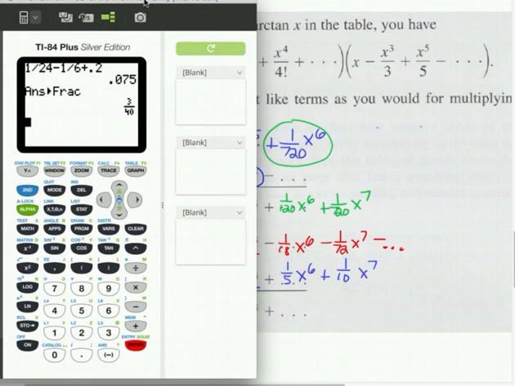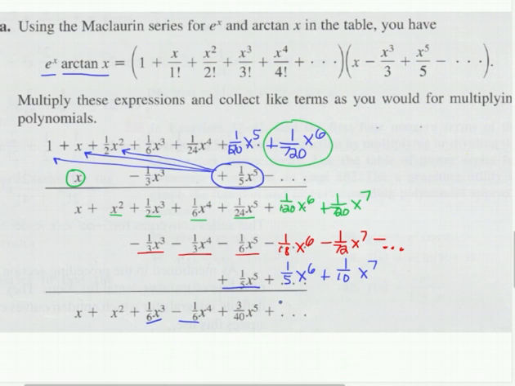Now we're going to continue ours a little further, so let's go ahead and do that. So we've got 1/120th, then we've got minus 1/18th, and then we've got plus 1/5. Turn that into a fraction for us. So that's 11/72. Let's get that in there. So we're going to have 11/72 x to the 6th.